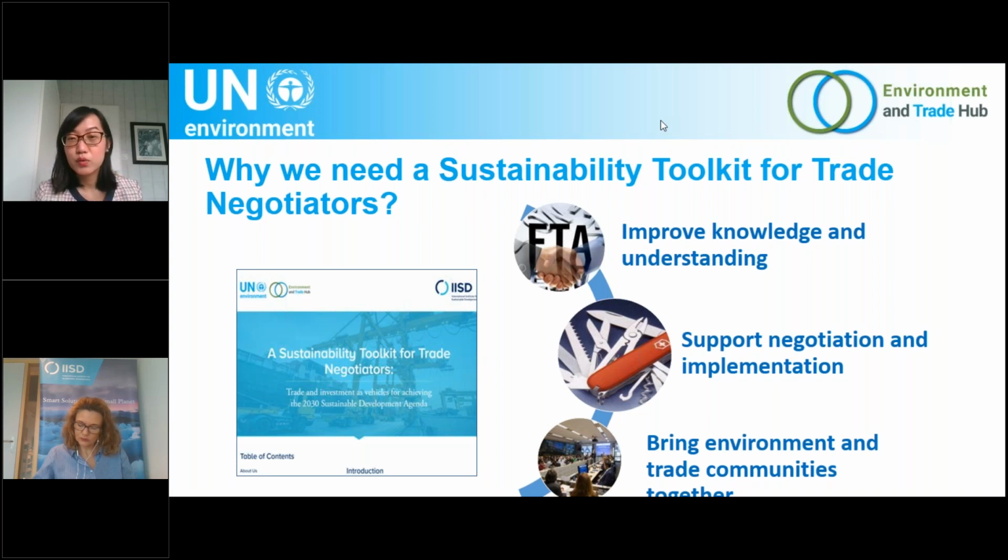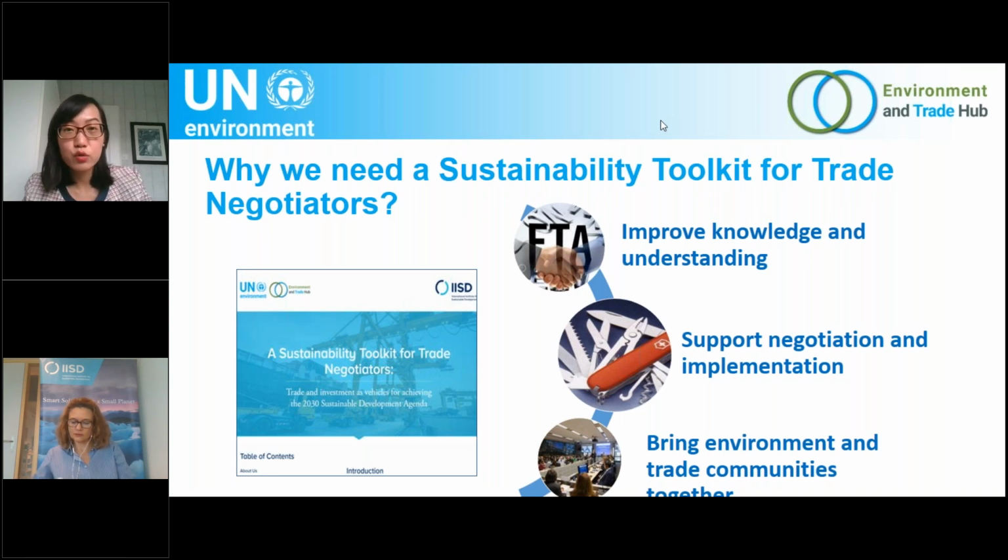And finally, by using the toolkit, we also hope that we can help to bring environment and trade communities together in finding solutions and in solving problems, because they belong to different policy domains. And from time to time, we realize that the environmental community and the trade community do not speak the same language. So that's why we want to bring them on board together to open the discussion with the private sector, with civil society, and to think about innovative ways on how we can best work together to bring environment into trade policy.